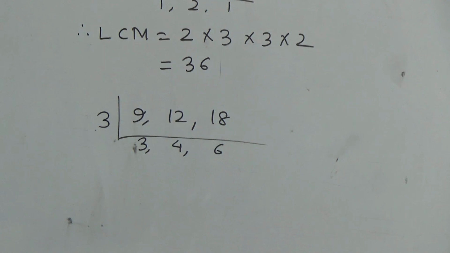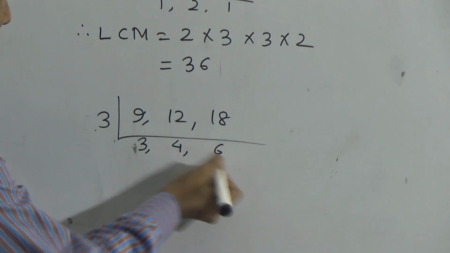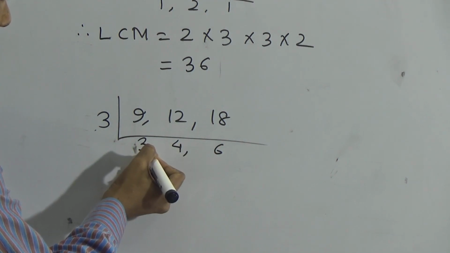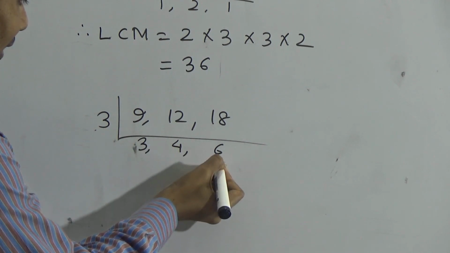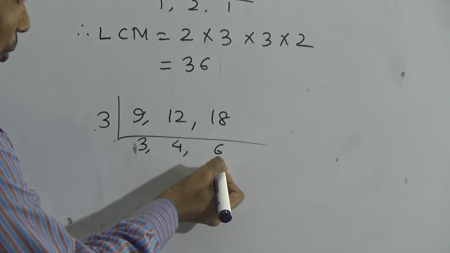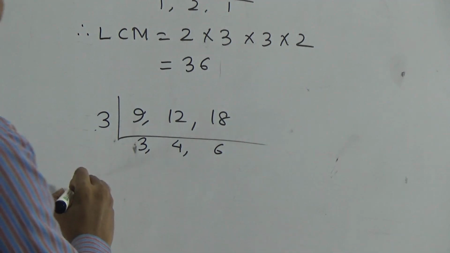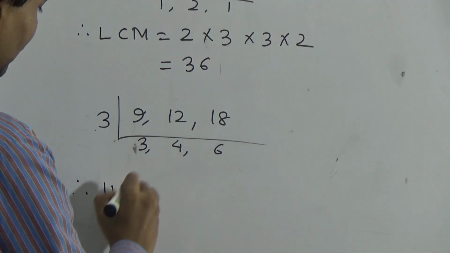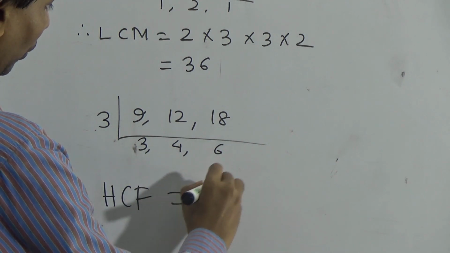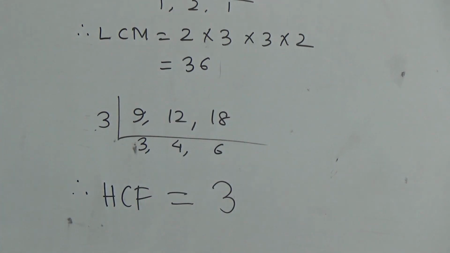You see here, this and this are divisible by 2, but this is not. Similarly, 3 and 6 are divisible by 3, but 4 is not. So we cannot proceed again. Therefore we write HCF equal to only 3. No need to write this.